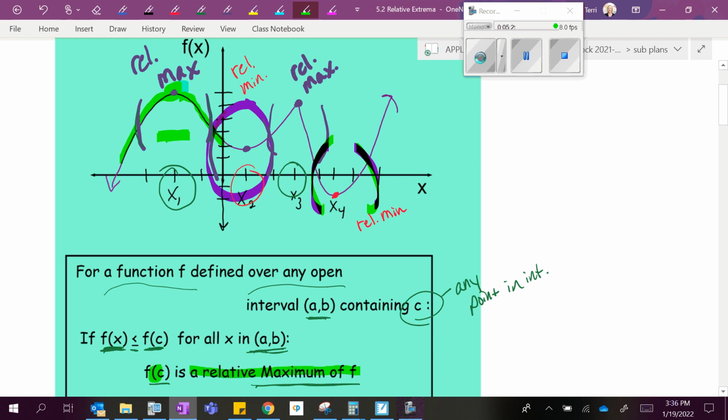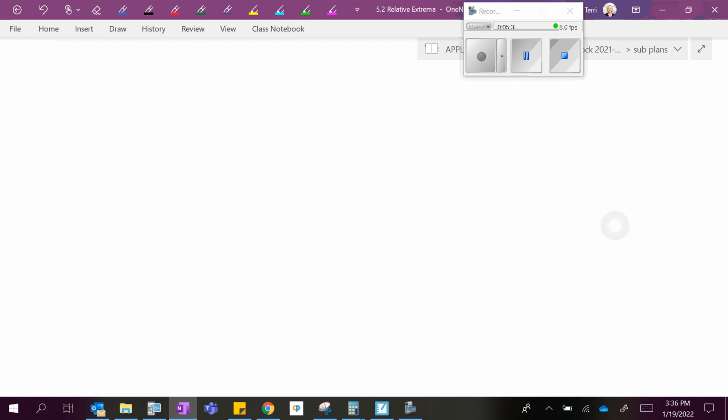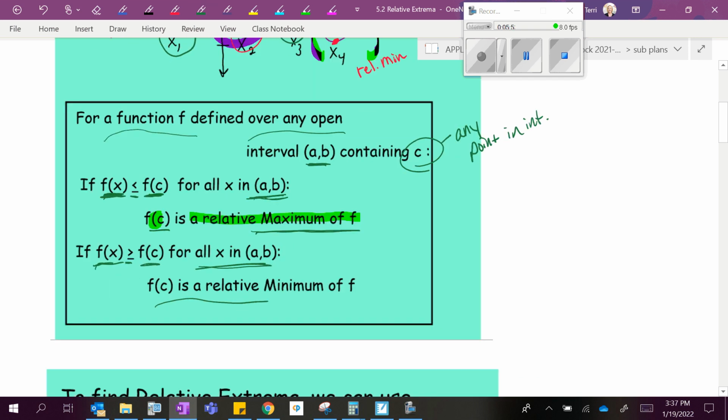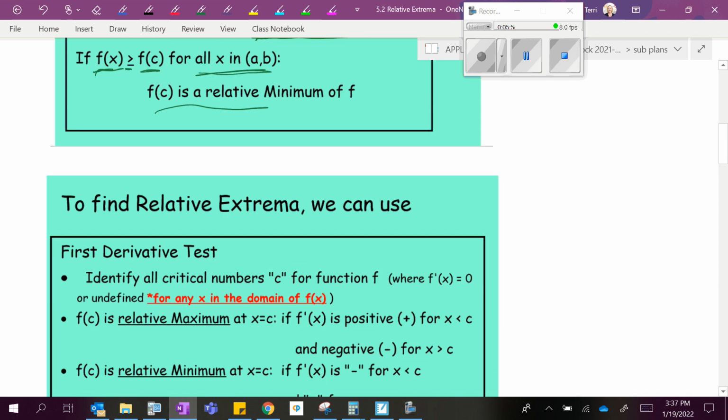And then the same goes for mins. So this says if all the y values are greater than the y value at c for all the x's in the interval, then c is a minimum, a relative minimum. So that's kind of the math terminology for mins and maxes.